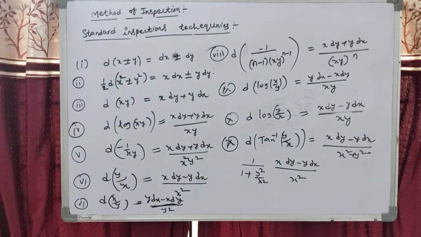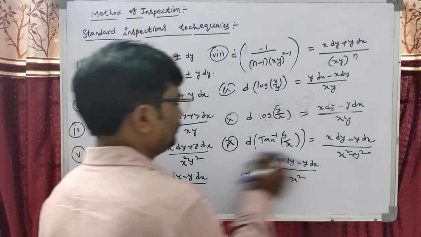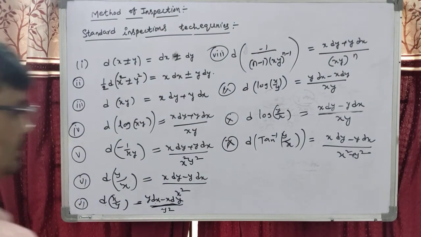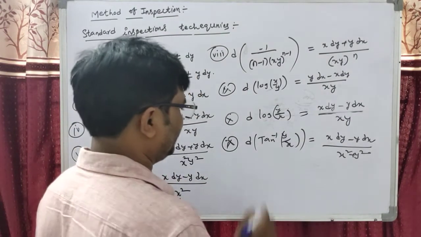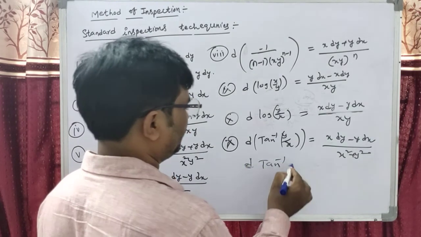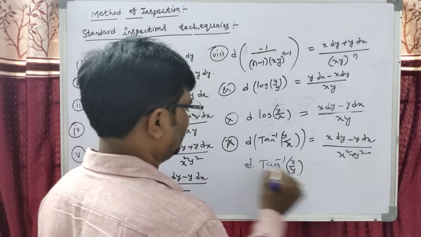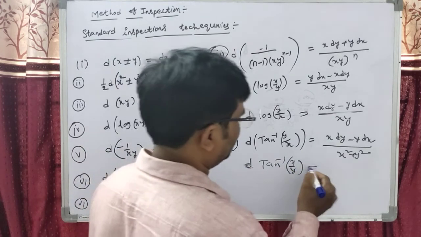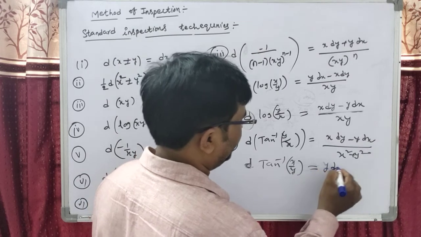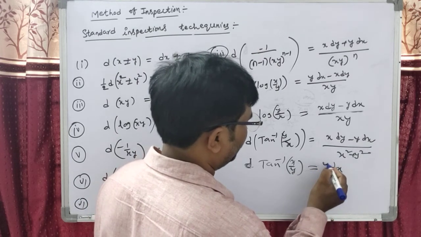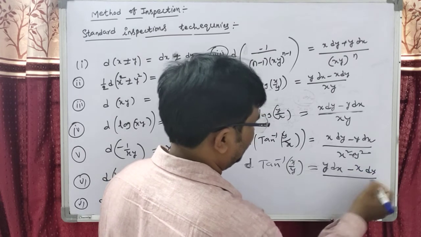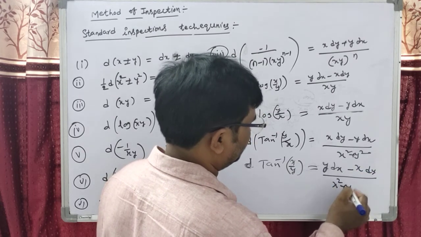Similarly, dear students, how can you write the derivative? What is the right technique? The right technique is to apply the derivative of tan inverse. The derivative of tan inverse of x by y: simply you write y dx minus x dy upon x square plus y square.